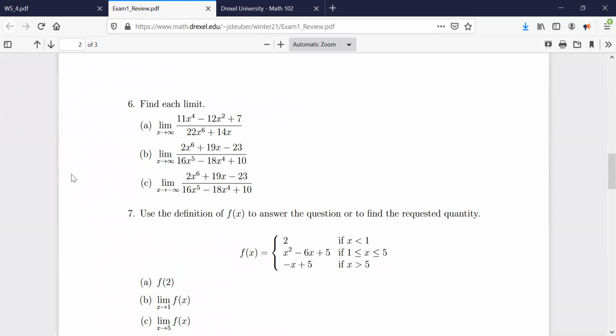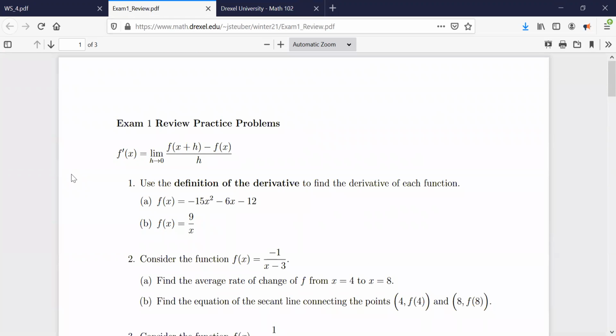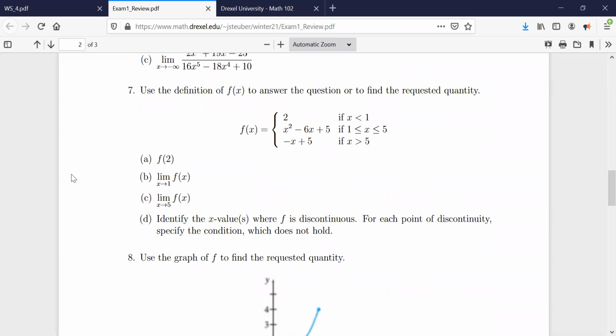Does anyone have any specific questions that they want me to go over on the exam 1 review, if you've looked at it? If not, like I said, I'm going to pick up actually at problem 7 and then loop around.